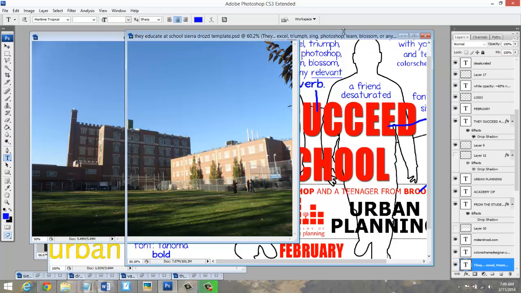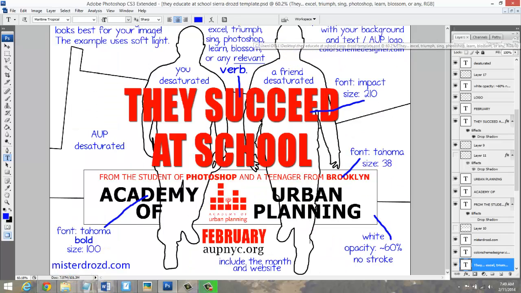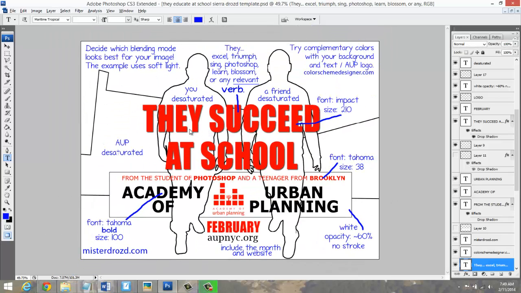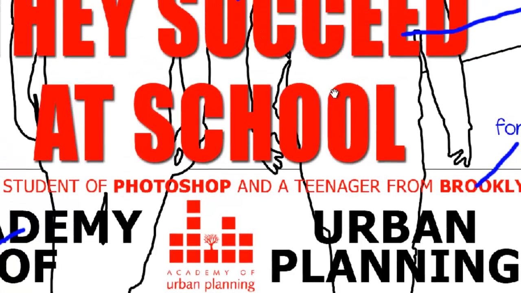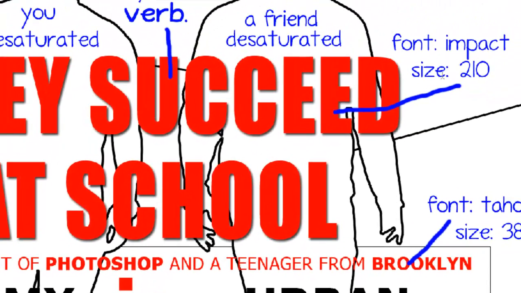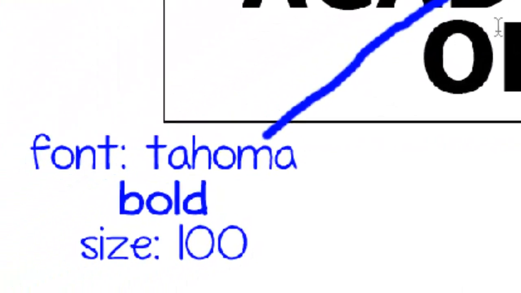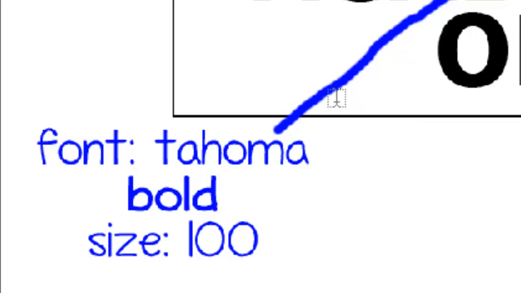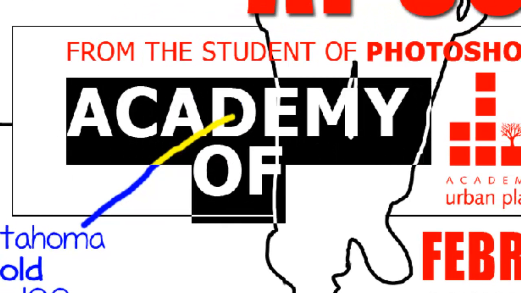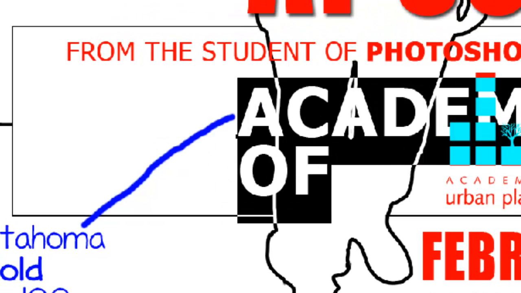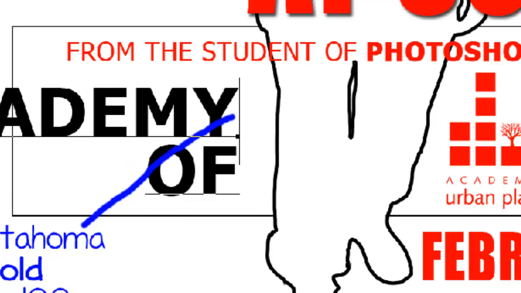Next, what you're going to do is think about the relationship between words and images. You're going to make sure you take note of the size, type of font, and color, because we want some color consistency. So, for example, they succeed at school is going to be font Impact size 210. The Academy of Urban Planning is going to be font Tahoma Bold size 100. And I didn't specify that this is going to be center aligned, but this looks much better than left aligned, obviously, or right aligned. That doesn't look right at all.